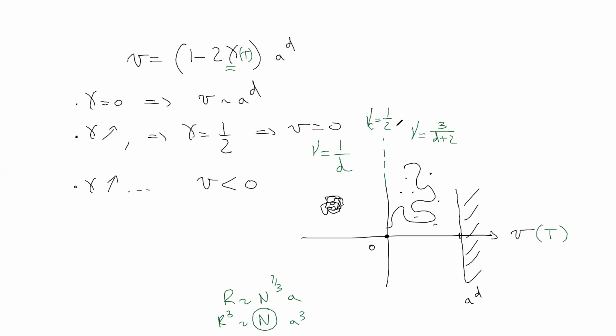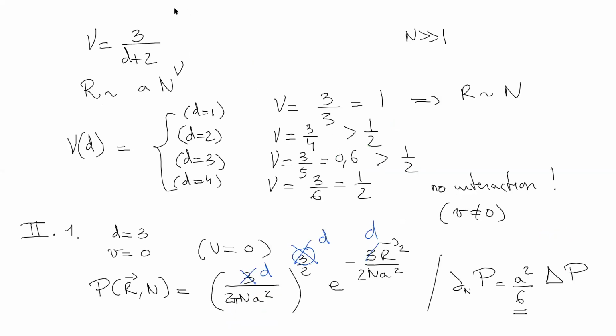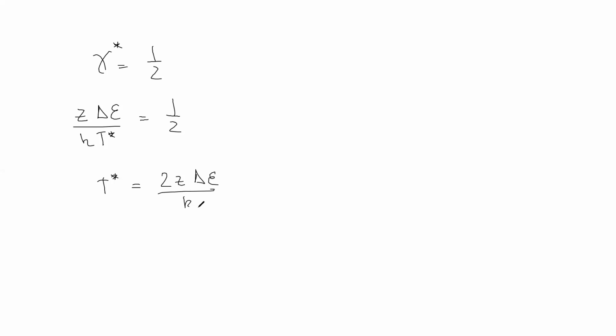Perfect. Final point: what is the critical temperature? We need to estimate the critical temperature. Well, this is coming from this simple identity, and psi is equal to z delta epsilon over k T star, which is 1/2. So it says that T star is equal to 2 z delta epsilon.